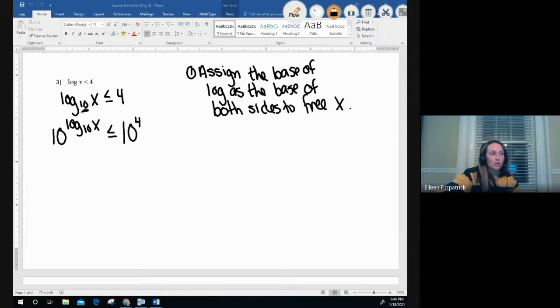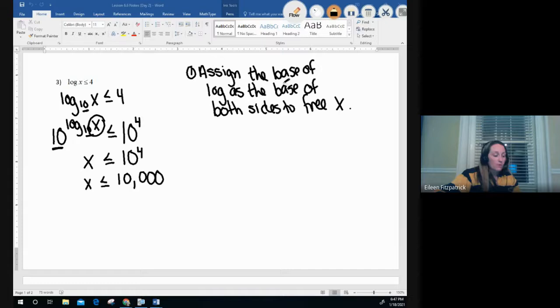If this had been a 2, I would write 2 to the log base 2 of x less than or equal to 2 to the fourth. If this was a 13, I would have written 13 raised to the log base 13 of x is less than or equal to 13 to the fourth. So whatever the base is, that's what you're going to assign to both sides. And the reason is, if you remember the trick, when the base is the same as the base of the log, whatever you're logging is what it simplifies down to. So the left-hand side simplifies down to x is less than or equal to 10 to the fourth. And now I can evaluate 10 to the fourth. X is less than or equal to 10,000.